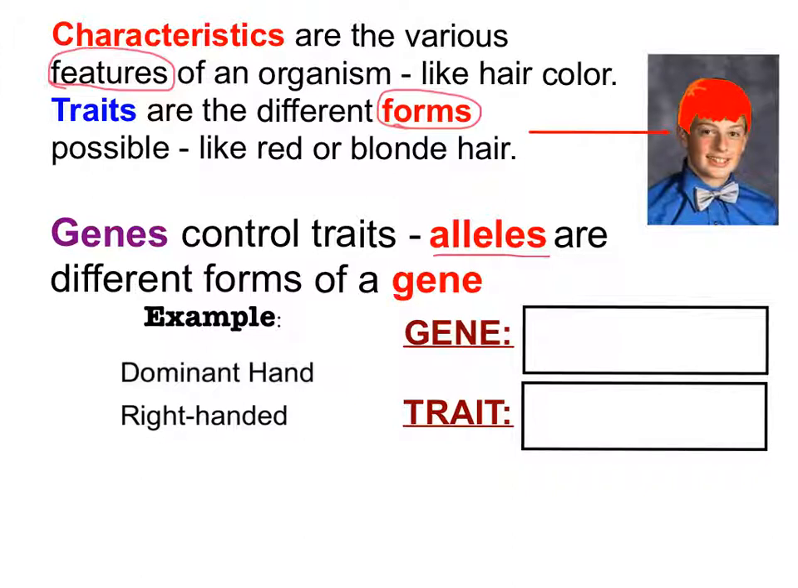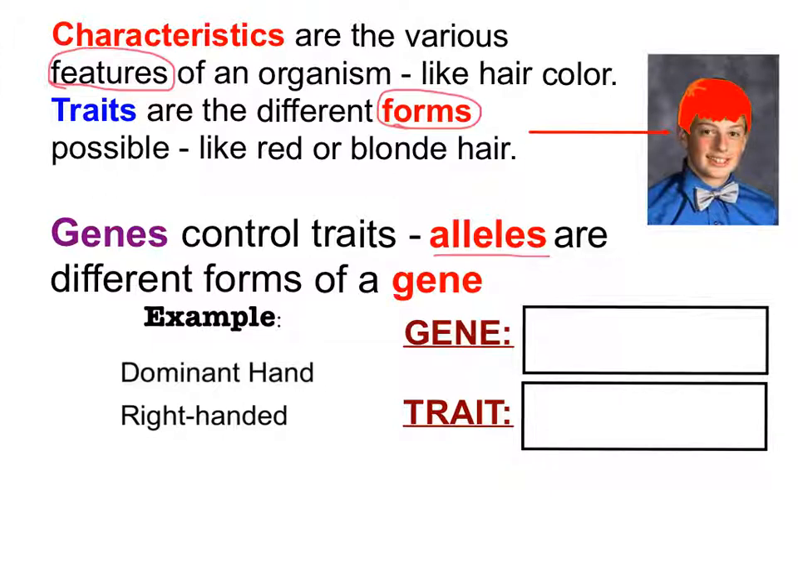Okay, but the first thing we have to understand is that the genes are the ones that control your traits. So over here on the left-hand side, we have one example, and that's dominant hand, meaning the hand you're most likely to use. A lot of people think of it as the hand you write with. And then we have an example of being right-handed. So we want to realize which one is the gene and which one would be the trait. Take a second, see if you know that, and then we'll go over it.